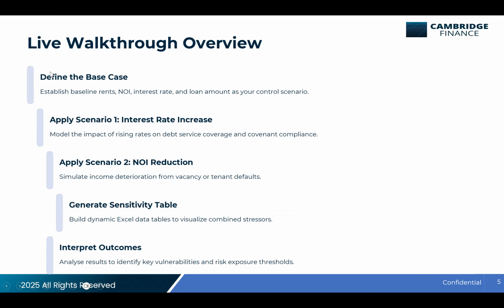So define the base case. The most important thing is to define your base case, and that's what we teach in our modeling courses. We define the base case, the scenario that we find the most important, the most likely one. And then we have to test it against all the scenarios. So we're going to define the base case, and then apply a scenario: rate increase, NOI reduction, or market rent reduction. We're going to generate a sensitivity table, and then interpret the outcomes.